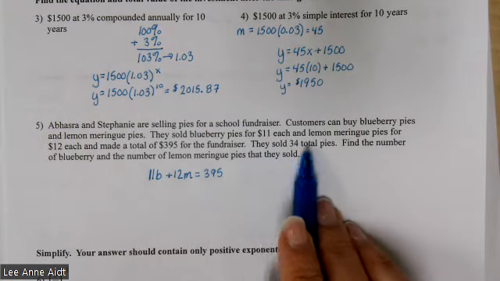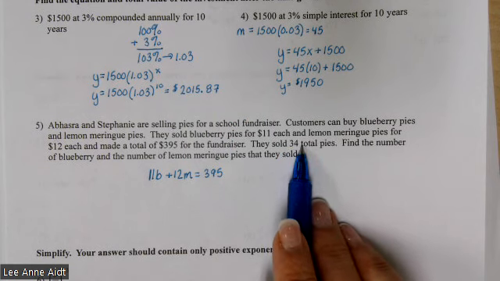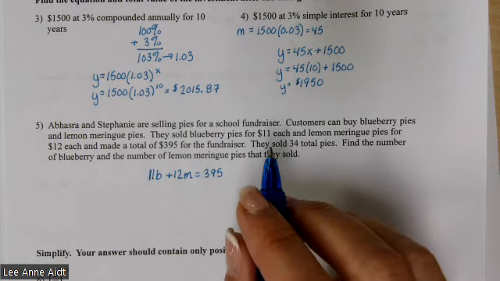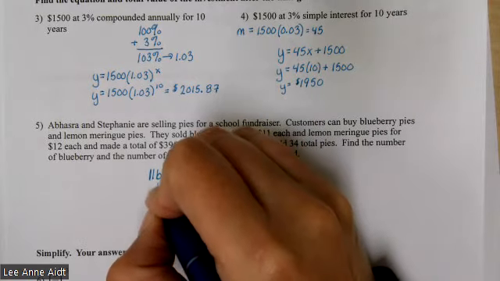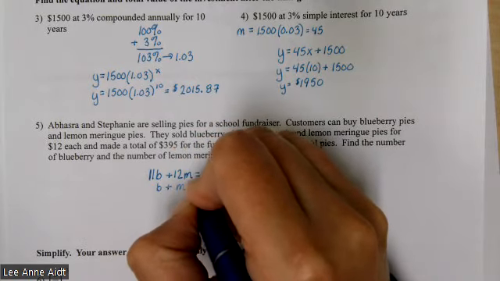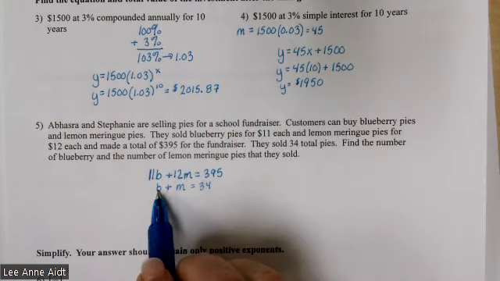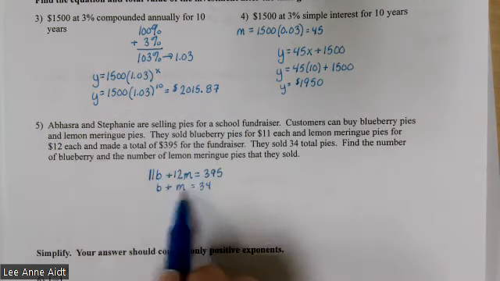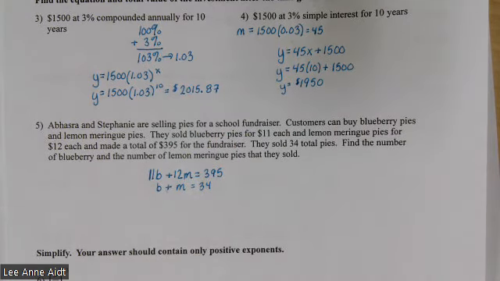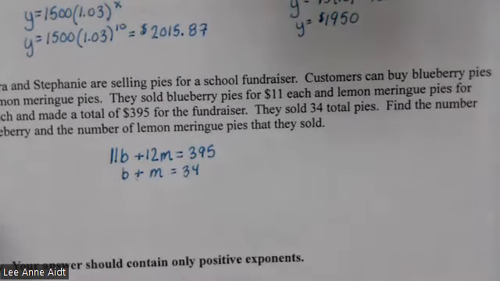Does anybody know how to make that into an equation? 34 total pies, Tyler? Beautiful. B plus M equals 34. So that's saying the total blueberry plus meringue equals 34. Okay, find the number of blueberry and the number of lemon meringue pies they sold.